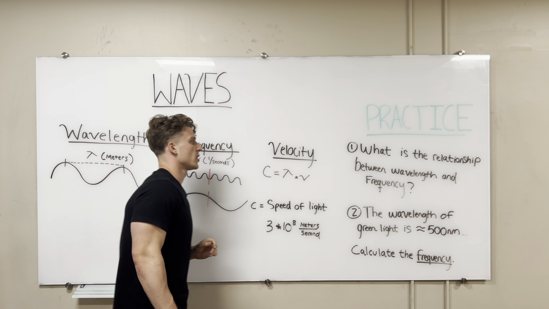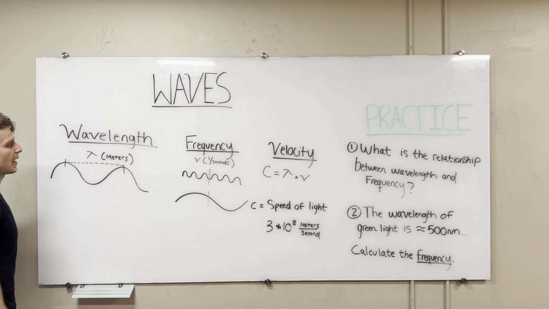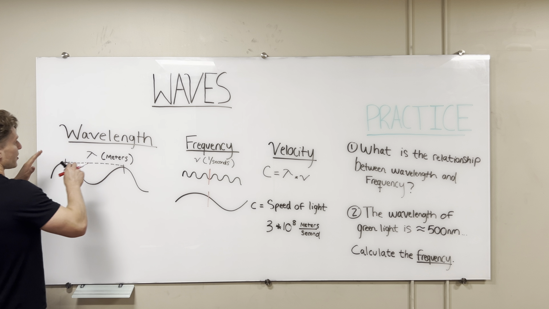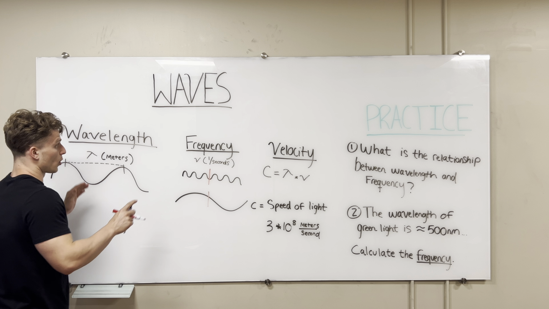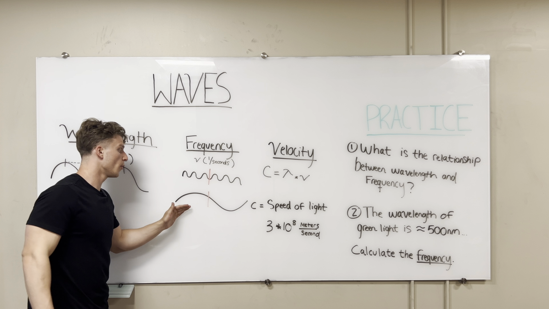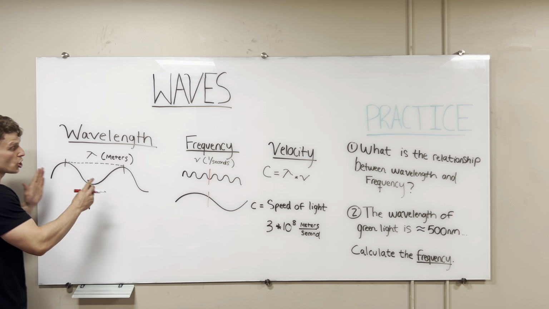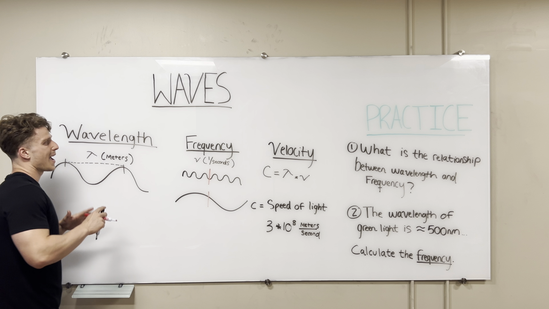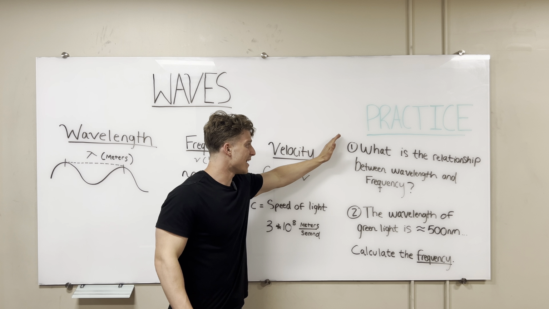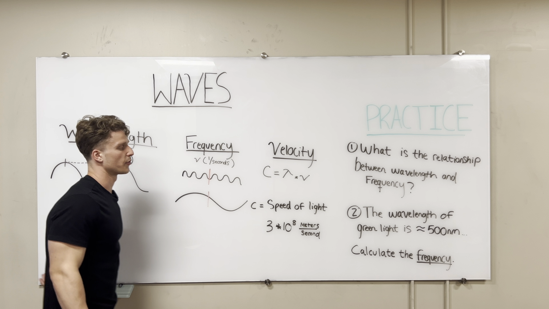The first question says, what is the relationship between wavelength and frequency? Well, as we saw before, as your wavelength increases, your frequency decreases. Long waves have a very low frequency, and short, choppy waves like this one have a very high frequency. So that is that inverse relationship between wavelength and frequency.